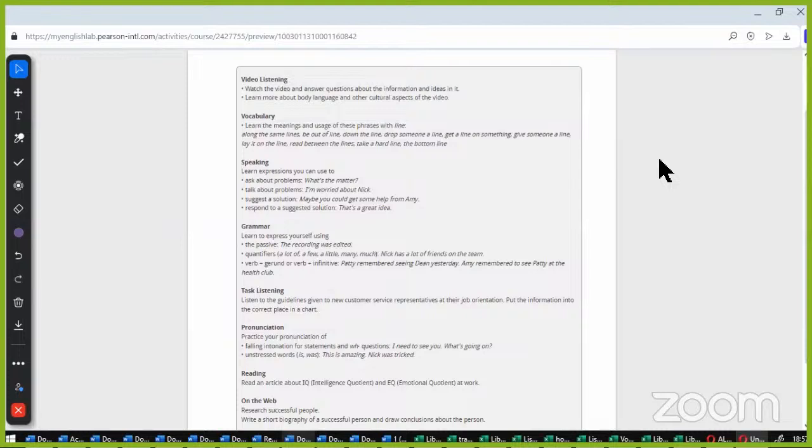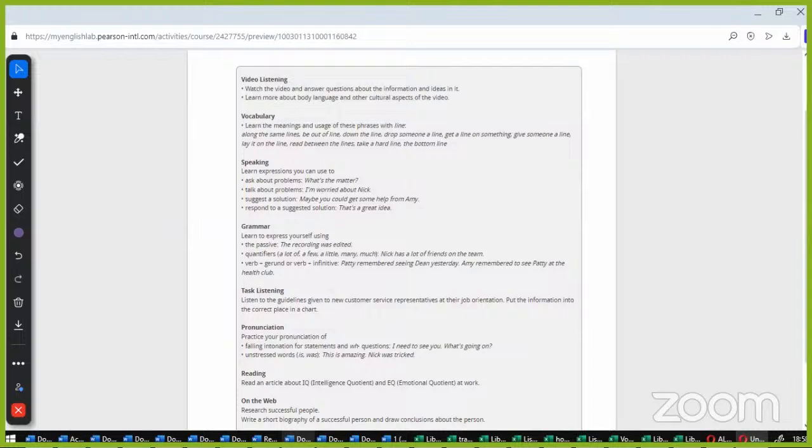Speaking. Learn expressions you can use to ask about problems. What's the matter? Talk about problems. I'm worried about Nick. Suggest a solution. Maybe you could get some help from Amy. Respond to a suggested solution. That's a great idea. Grammar. Learn to express yourself using the passive. The recording was edited. Quantifiers. A lot of, a few, a little, many, much. Nick has a lot of friends on the team. Verb, gerund, or verb, infinitive. Patty remembered seeing Dean yesterday. Amy remembered to see Patty at the health club.